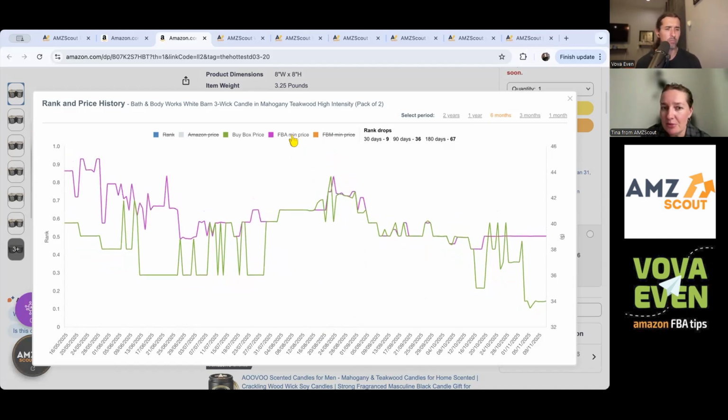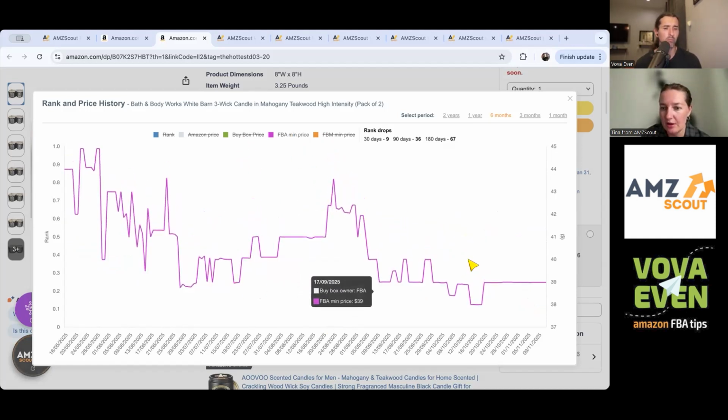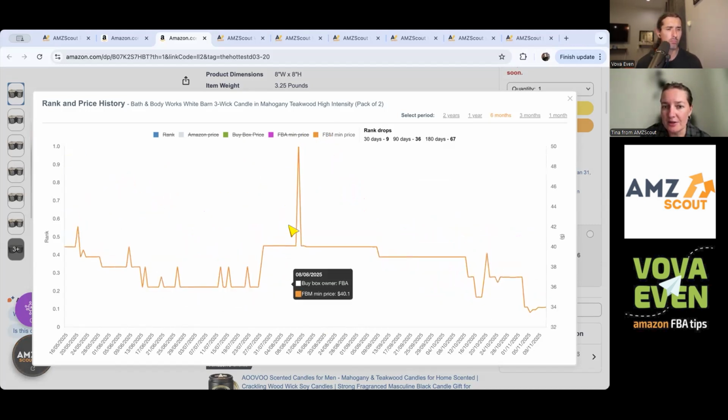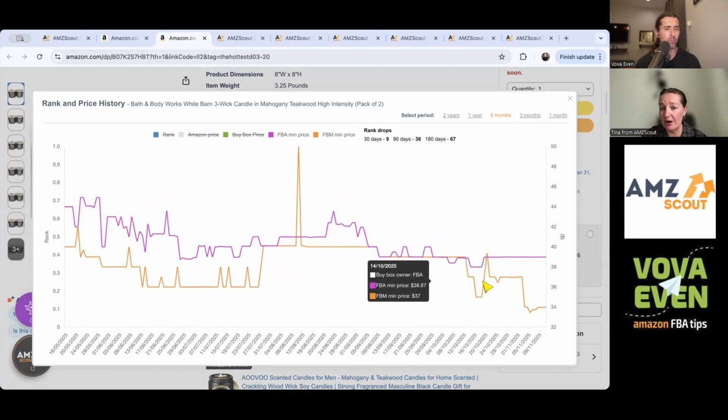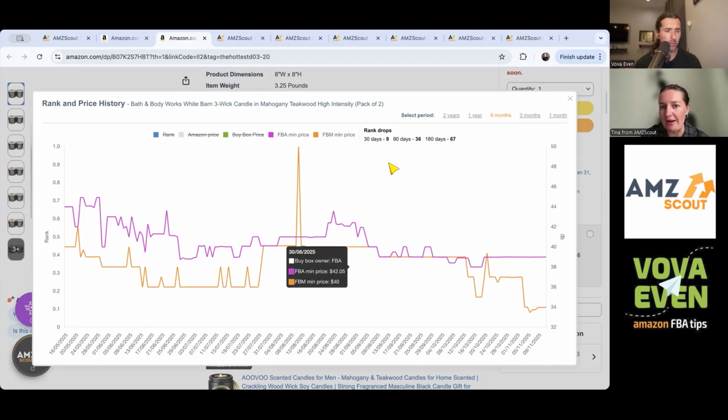The FBA minimum price over time, again, the history of this price, and the FBM minimum price. It looks like this. So the FBM sellers obviously have all the time a smaller price, right? So that's how it works. You can analyze different things on this graph.